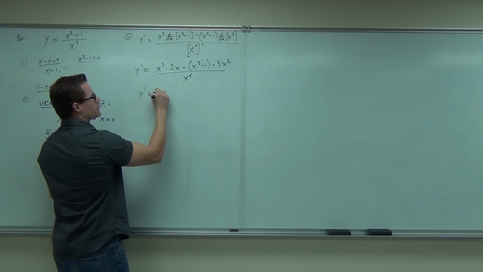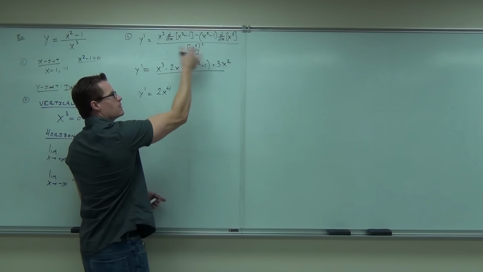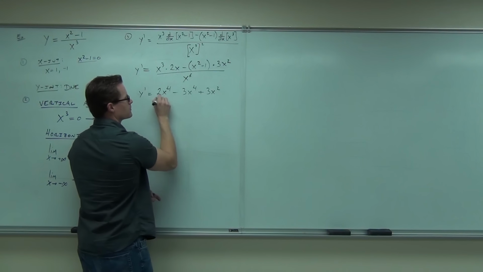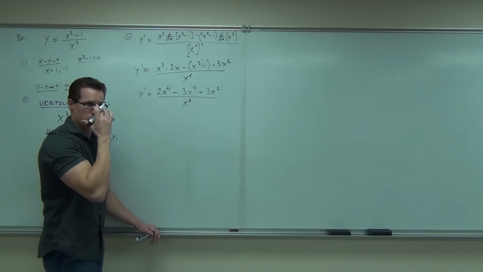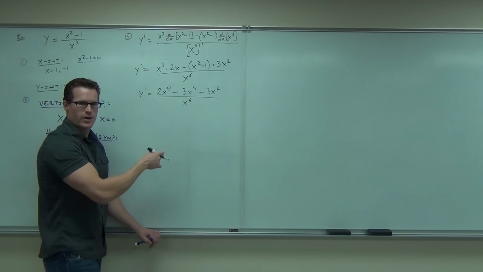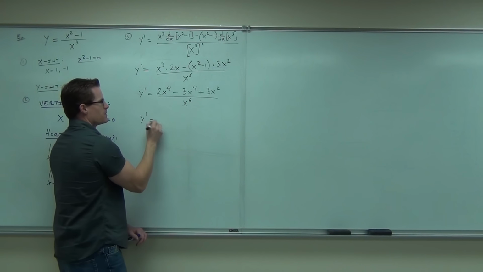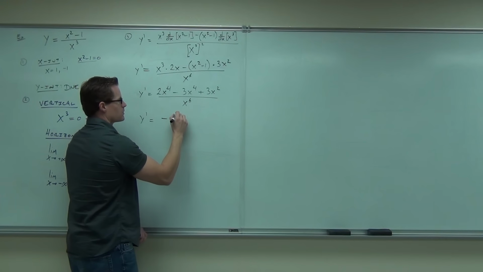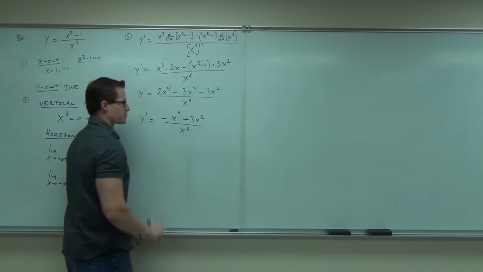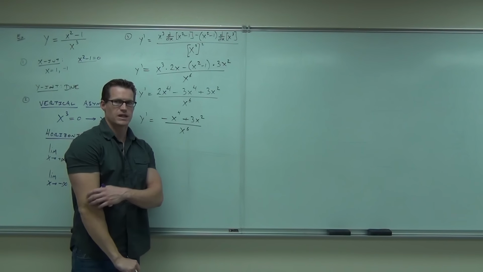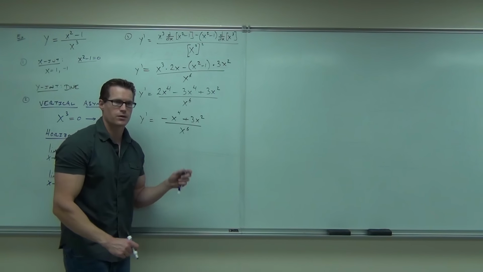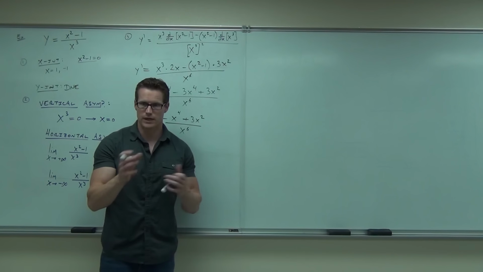y prime equals 2x to the 4th minus 3x to the 4th plus 3x squared, over x to the 6th. So far, so good? Distribute, deal with those signs. You see where the plus is coming from, I hope. y prime equals negative x to the 4th plus 3x squared, all over x to the 6th. Can you keep going? Can you factor, simplify? Yes, factor out an x squared. That is going to make your work later easier.